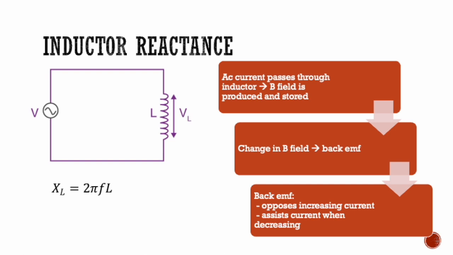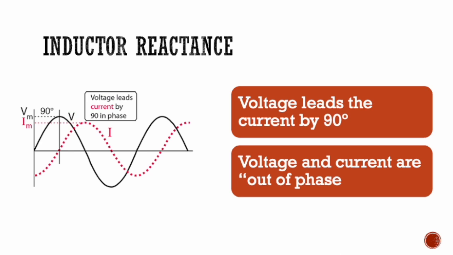As current decreases, the stored magnetic energy is converted back to electrical energy and returned to the circuit. The behavior of voltage and current when an inductor is present is represented by this voltage versus current graph as pictured. Voltage leads the current by 90 degrees, as voltage must increase first to overcome the back EMF before the current can increase. This relationship is described as voltage and current being out of phase.